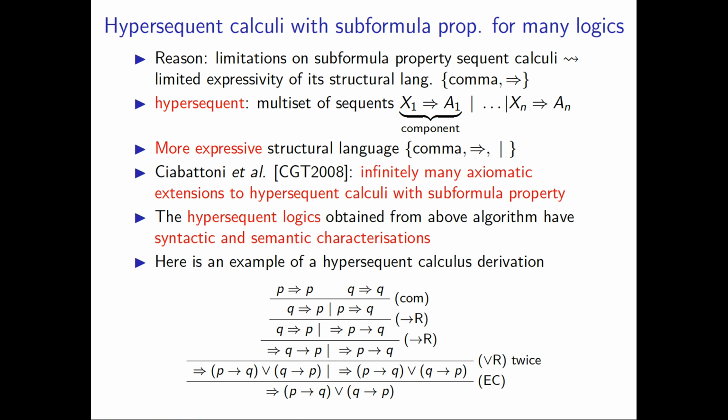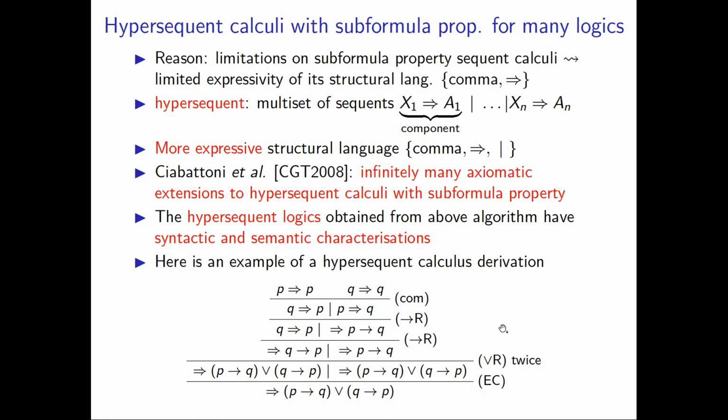Hypersequents consider multisets of sequents, and therefore have a more expressive structural language because they have the bar, which is a sequent multiset comma, you could read it. In particular, Ciabattoni et al. have shown that infinitely many axiomatic extensions of FLEC are sound and complete for hypersequent calculi with the subformula property. In fact, these logics, these hypersequent logics as I call them here, have syntactic and semantic characterizations, which I won't go into. I do want to show you an example of a hypersequent derivation, just to show you how it works.